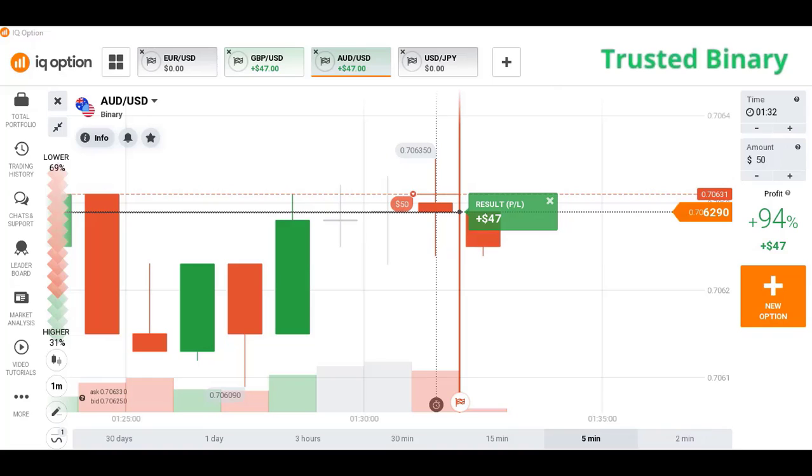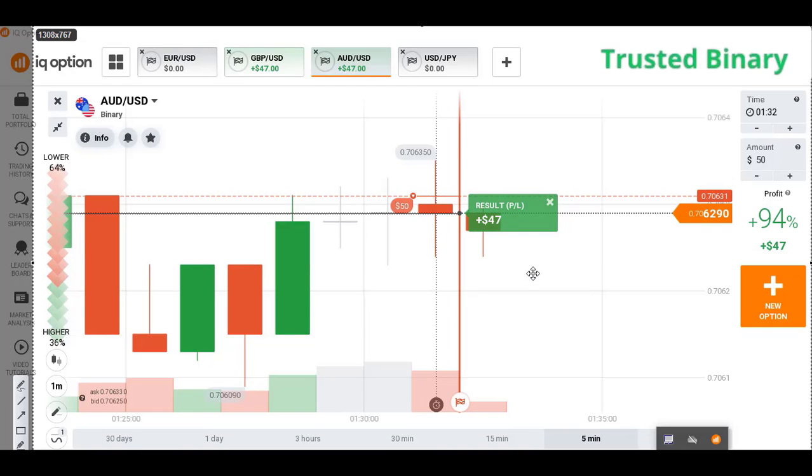So I am explaining here. This is a resistance level, and this is a round number also, an SNR area. This is a strong SNR area. First of all, this doji candle tried to break this level, but it failed.